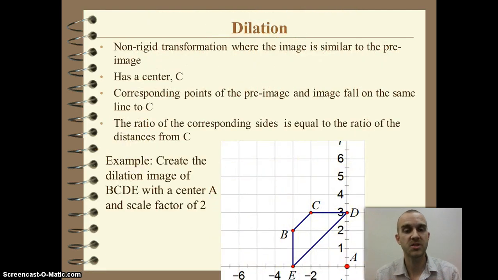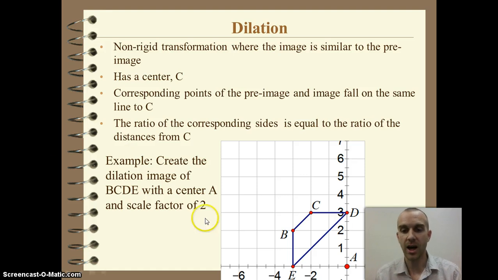Now our final transformation we'll discuss is dilations. This is a non-rigid transformation, so it's not isometric, because the images created are similar to the pre-image. It starts with a center, which we'll call C in this case, and the corresponding points of the pre-image and image will fall on the same line to C, and they'll have the same ratio. So let's look at an example to help explain what this means.